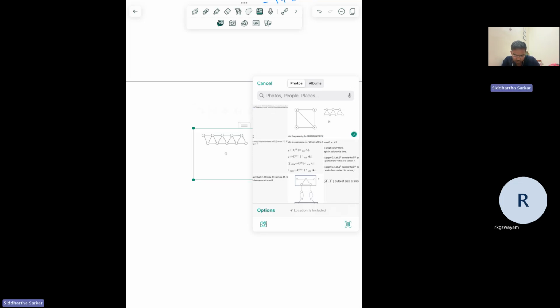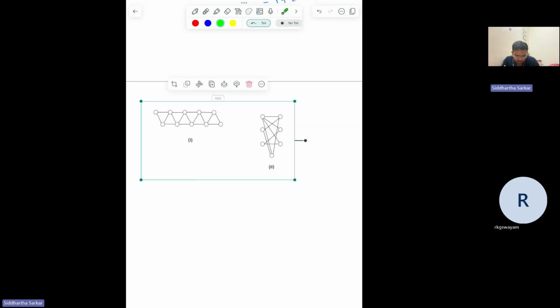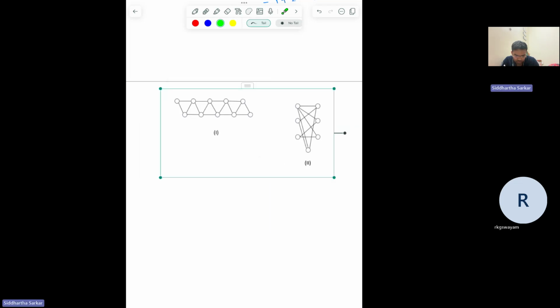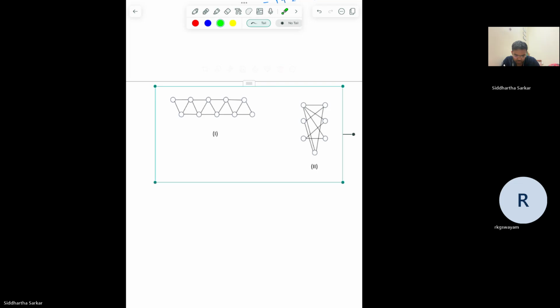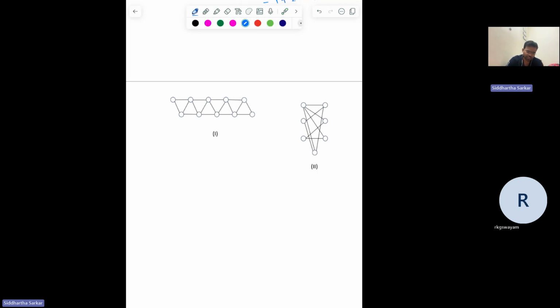Okay, so this is question number 2. There are two graphs given to you. The question is, what is the chromatic number of each graph? Let me check. What is the question? Yeah. So the question is, which of the graphs admits 3 coloring? Or rather, we'll just find what is the chromatic number.